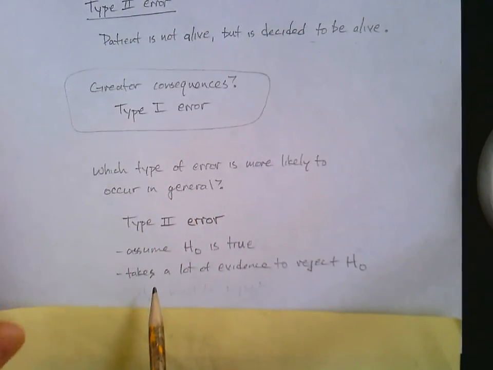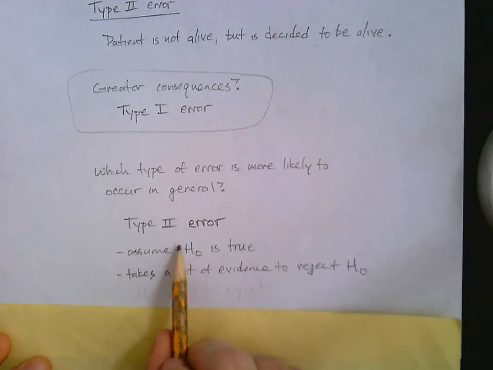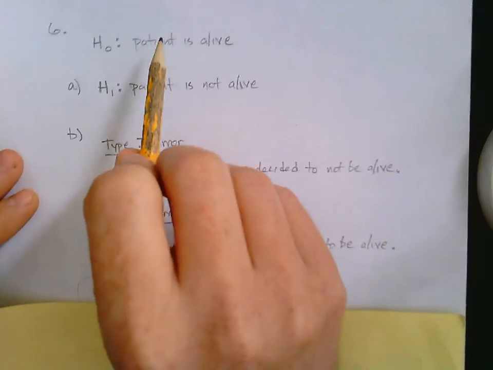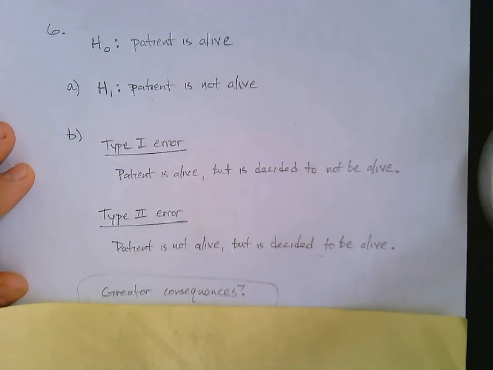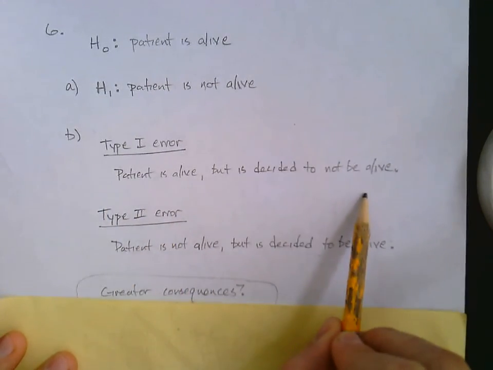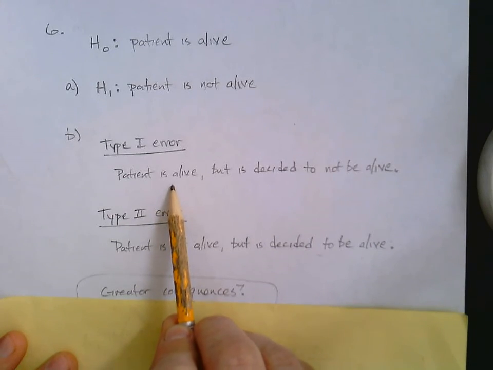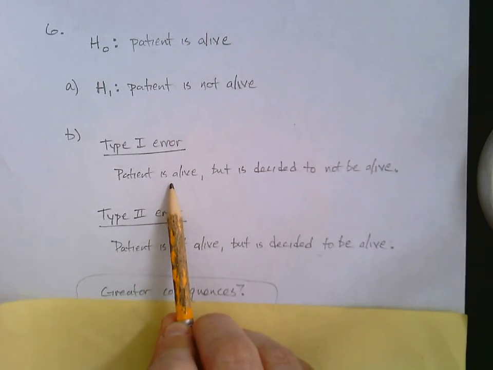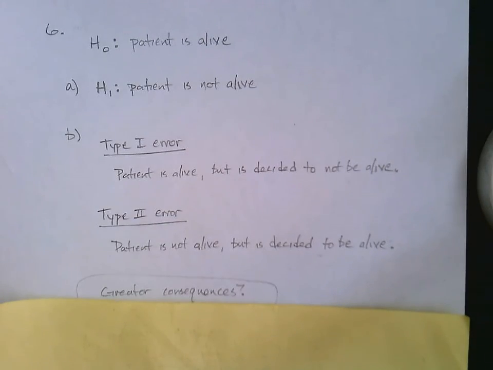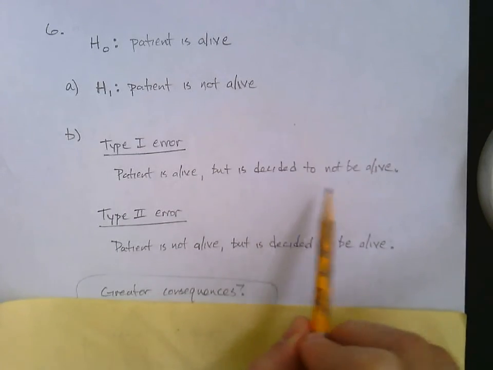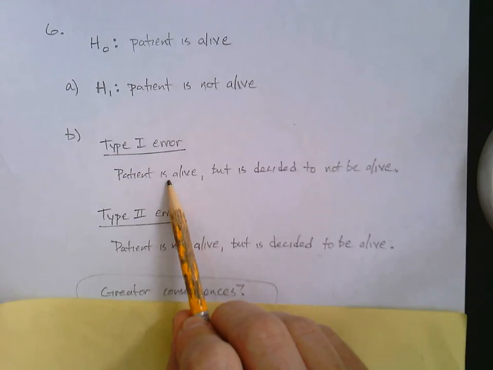Because since we assume the null is true, we're probably not going to make the type 1 error nearly as often, right? The type 1 error assumes the null is true as well. So it takes a lot of evidence to reject the null hypothesis, right? So to reject the null hypothesis when the null hypothesis was actually true is not going to happen very often. Not to say it can't happen. You might have a lot of evidence and reject the null, and the reality was the null was true.